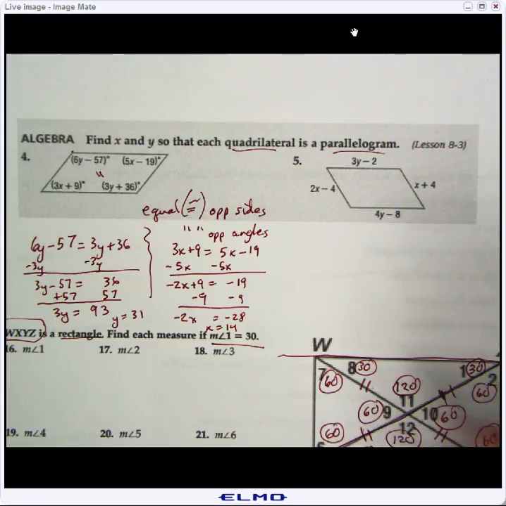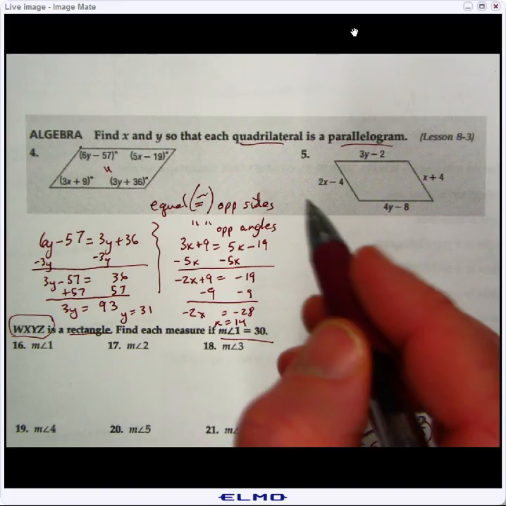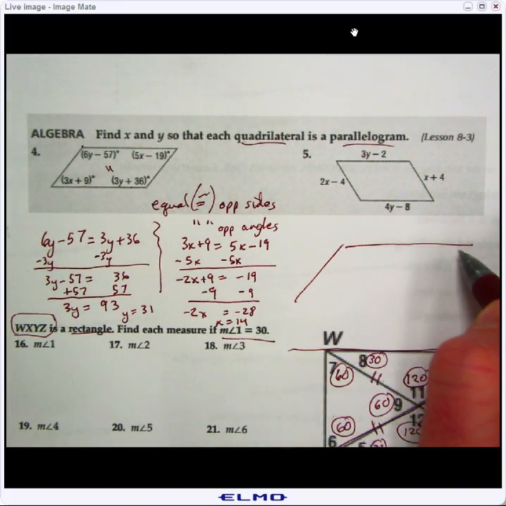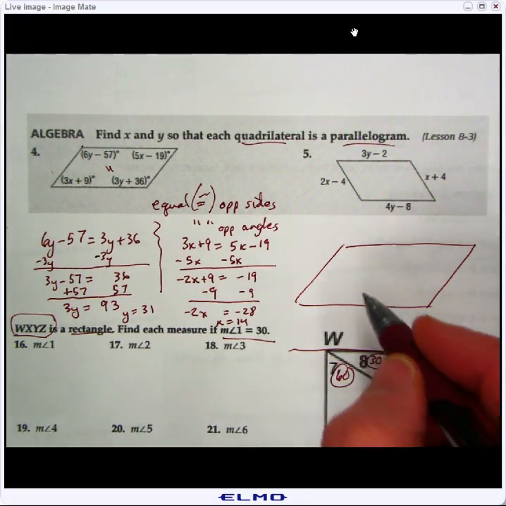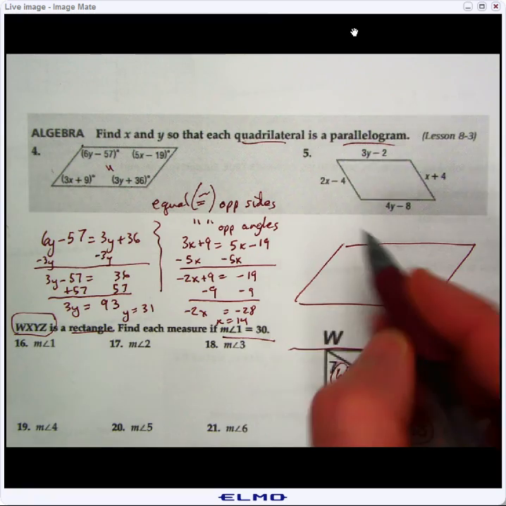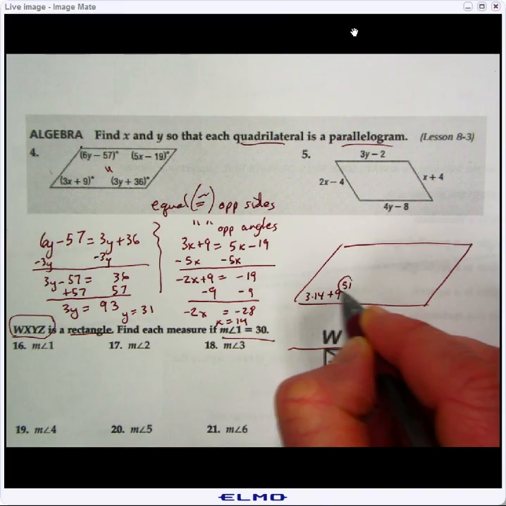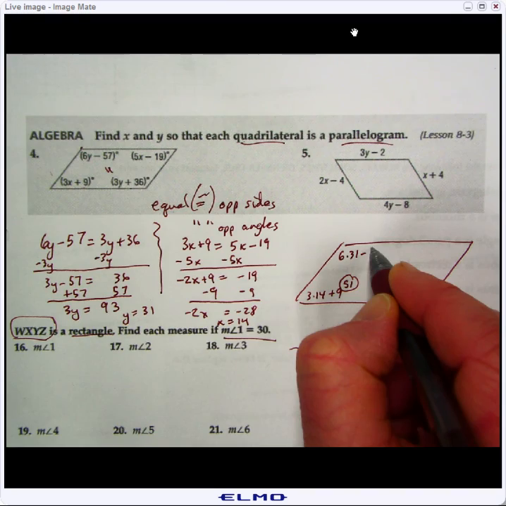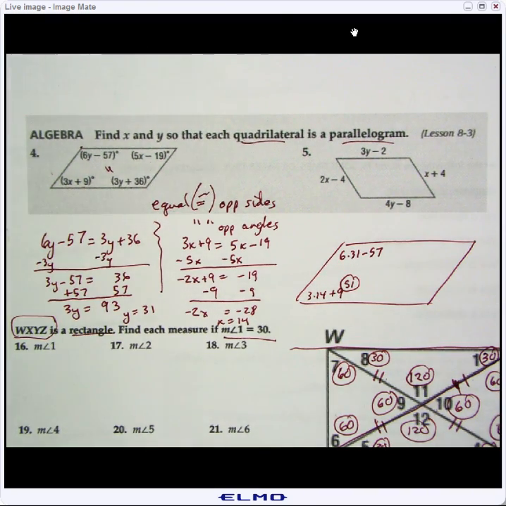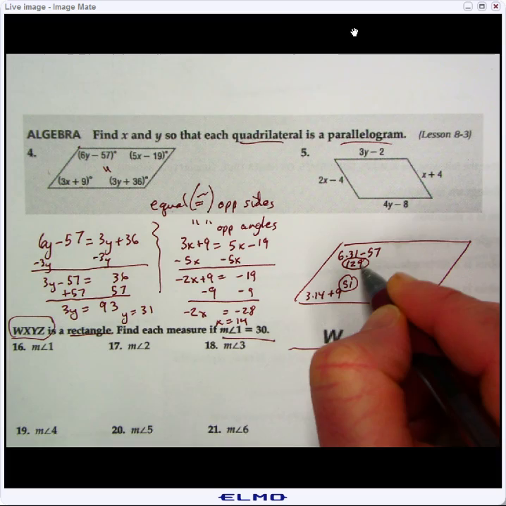X equals 14. So let's see if our answers make sense. If I plug in on my picture, I'm going to redraw the picture up there. If I plug in x equals 14, 3 times 14 plus 9, that's 42 plus 9, which is 51. And I plug y equals 31 up here. 6 times 31 minus 57. You might want to use a calculator for that. 186 minus 57, that's 129. Those two should add up to 180.